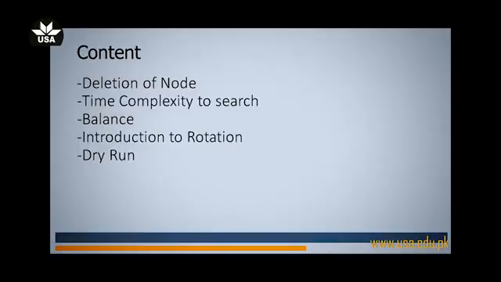For today's session, our content line is the deletion of a node. How can we delete a node in a binary search tree? As we have discussed the binary search tree, the properties of binary search tree, how binary search tree can be constructed, for today's session, we will discuss the deletion of a node. How can we delete a node and how can we preserve the property while deleting a node in a binary search tree? Next, we will discuss the time complexity to search a key in a binary search tree. And then we will discuss the core concept of today's content line, which is the balance.